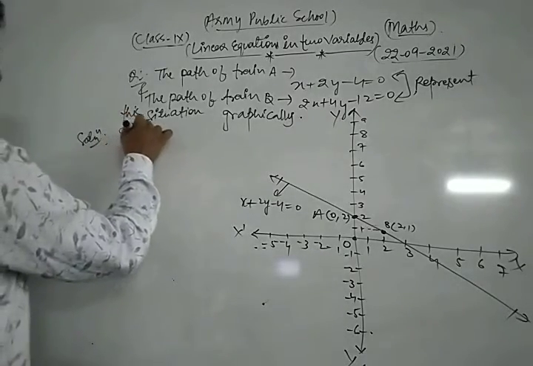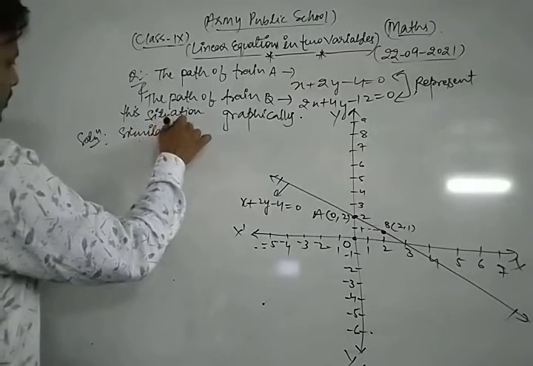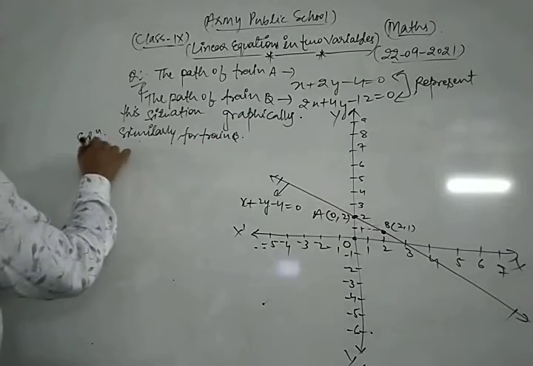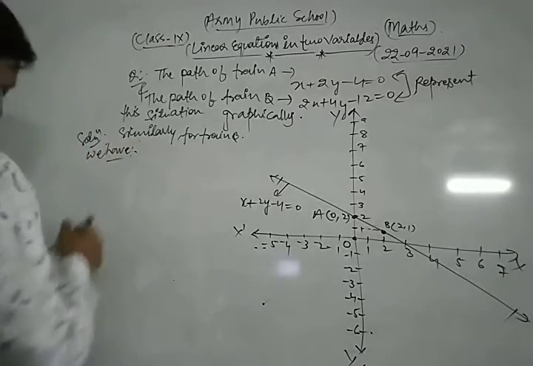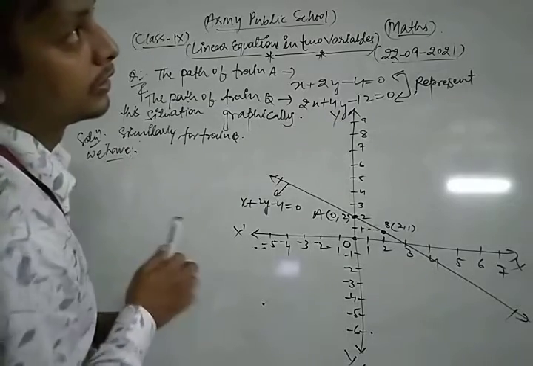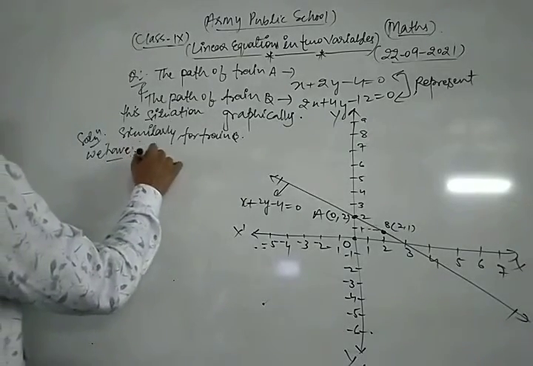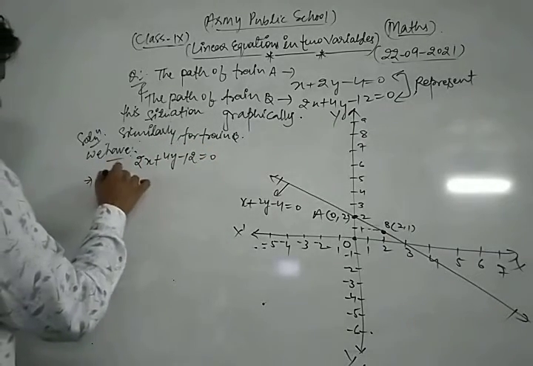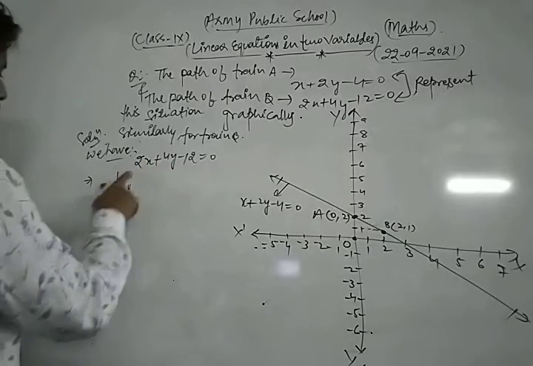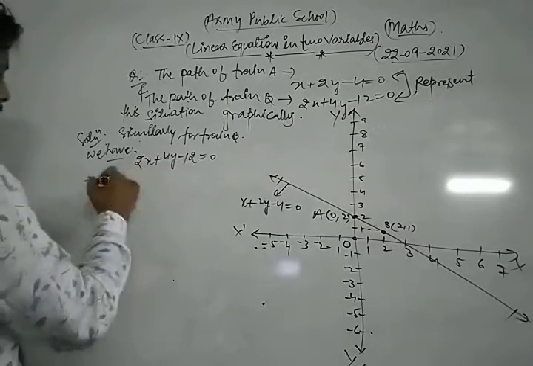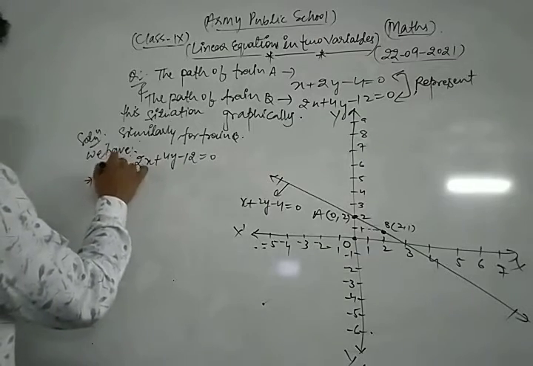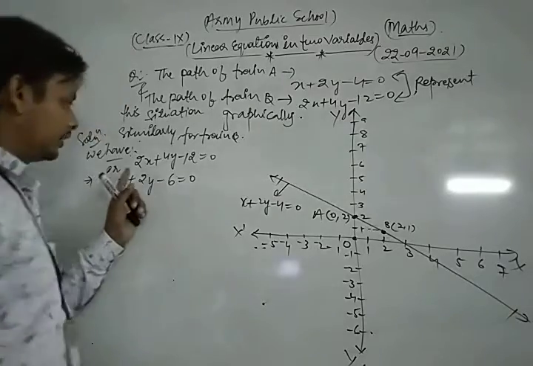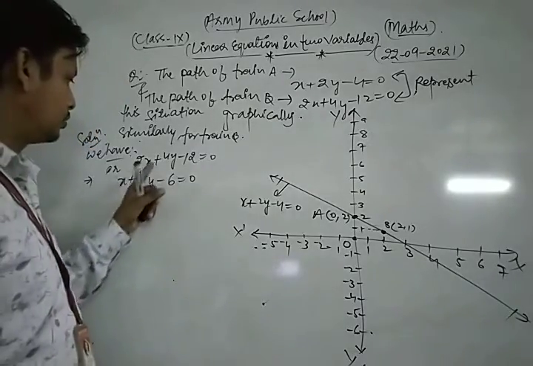Similarly for train B, we have an equation 2x plus 4y minus 12 is equal to 0. So from there, if we divide both sides by 2, we can write x plus 2y minus 6 is equal to 0. We just take 2 as common, because 2 times 6 is 12.